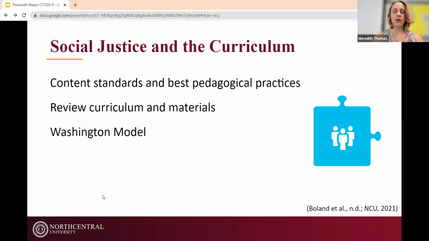There is a framework known as the Washington Model, developed in 2009 and revised in 2020. It's a tool that educators can use that has 15 elements of curriculum and instruction that you can review for bias. It'll give you specific standards to review your curriculum for potential bias.